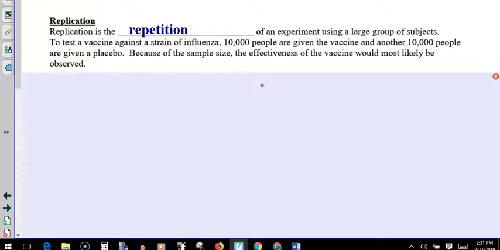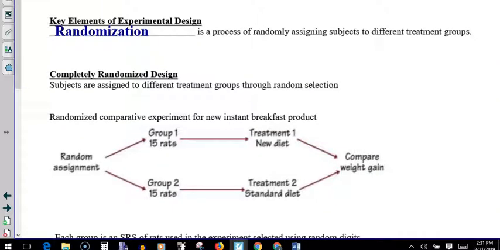You skipped a page. Did I skip a page? Yeah, you skipped a page. That one right there, right over here.